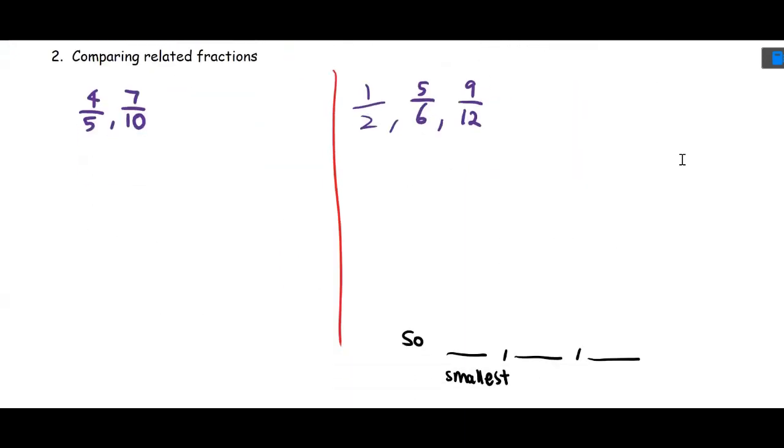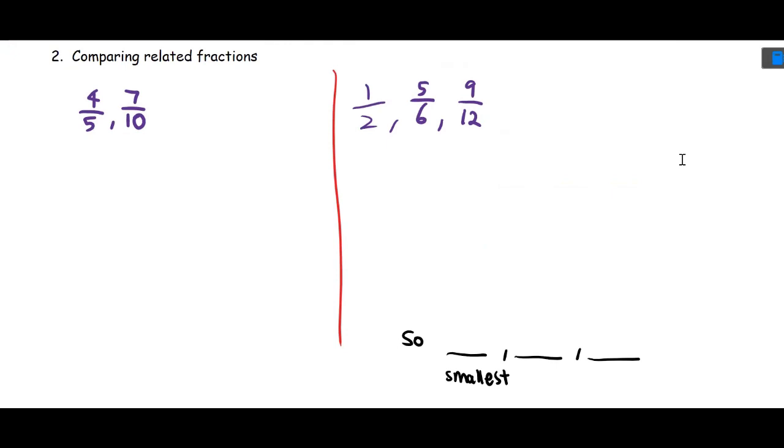The second method is used when I'm comparing related fractions. So what do related fractions mean? Related fractions mean that when I look at my denominators, one of them will be divisible by the other. So in this case, I can take 10 divided by 5, which will give me a whole number.